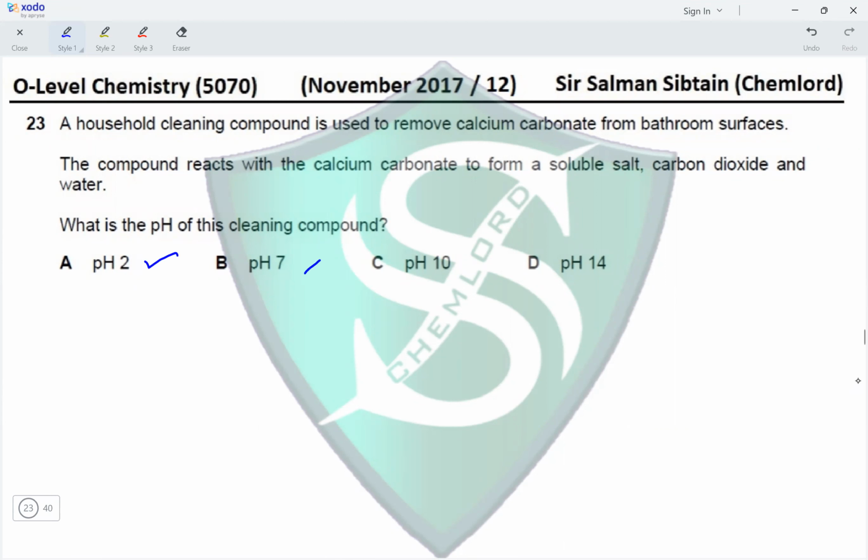pH 7 is a neutral pH. pH 10 is a weak basic pH. And pH 14 is a strong basic pH. So the only pH that is acidic out of the given options is pH 2, making option A the correct option for this question.